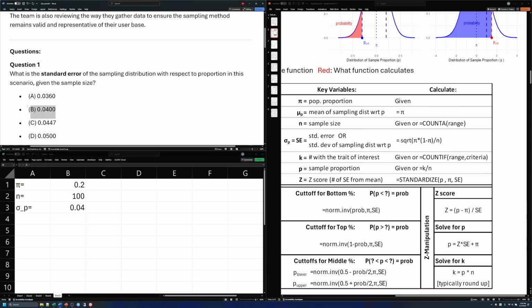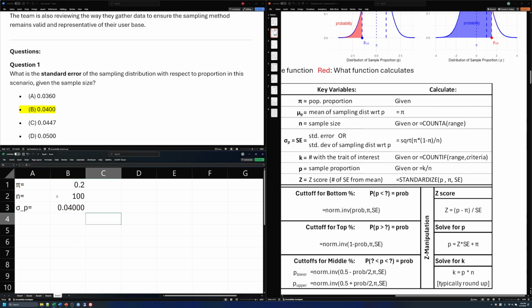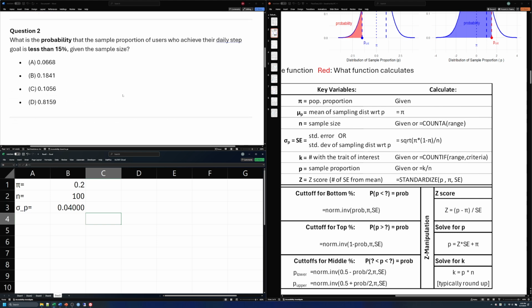So we get this value right here, b, and just to double check, if we want to, we can do a right click in here and increase the number of decimal places to make sure that it's not just a rounding problem. And it's like, nope, it really is 0.04. So we got question number 1 all taken care of. Scrolling on down, question number 2.